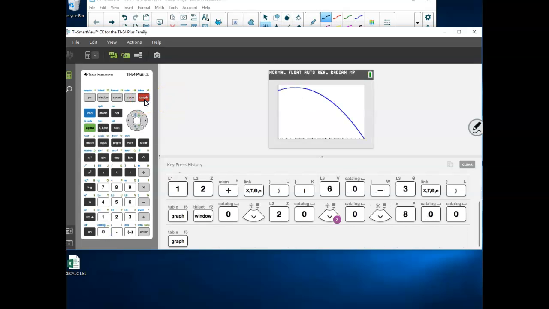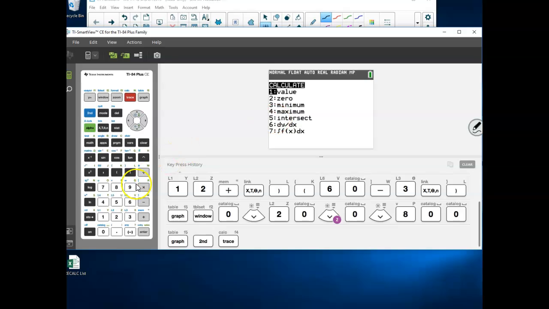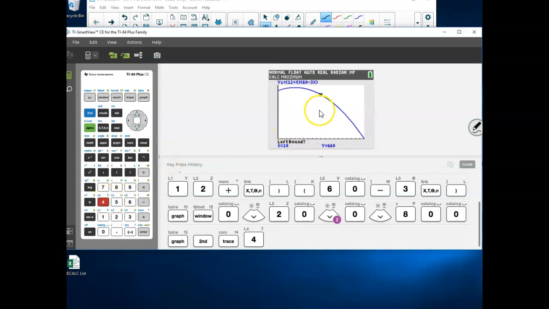And then I'm going to hit graph. Oh, that's beautiful. Because what I need from you is the maximum of that parabola. So, second trace, very good. Maximum.